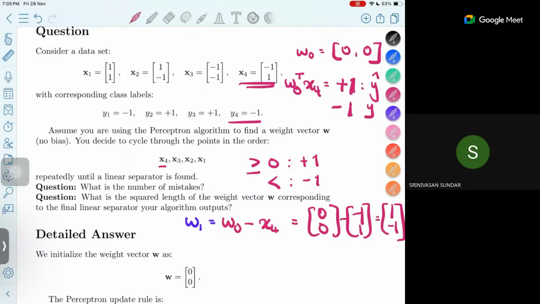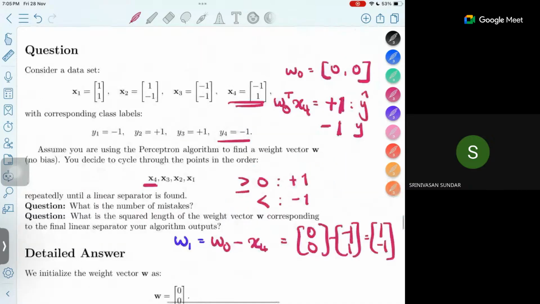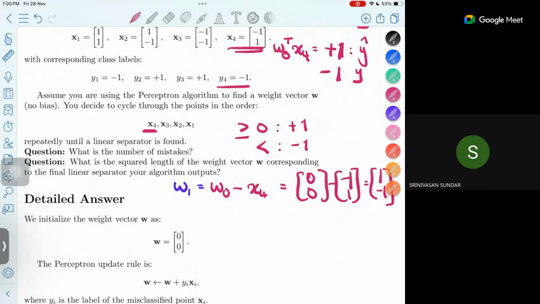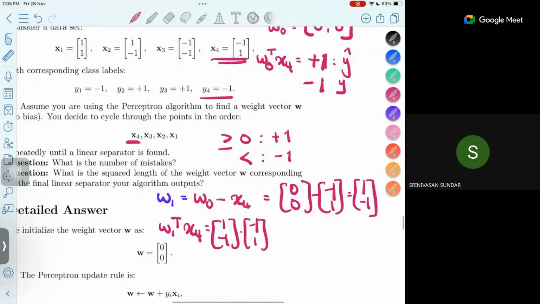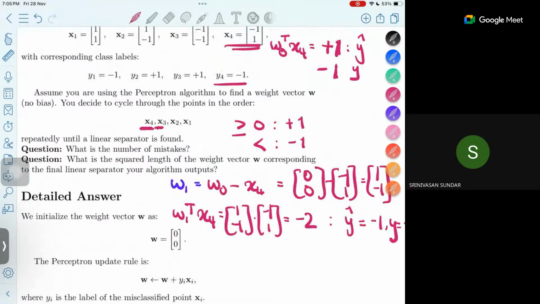Now again I have to start at this point because we are cycling through the points in this order. So let's see for this particular point. W1 transpose with x4 is going to give me 1 comma minus 1 dot with minus 1 comma 1. So this is going to give me minus 2, right? Minus 2, which is less than 0. So I will give it the class minus 1. And the true class is also minus 1, so we are fine. So next I'll go to x3.